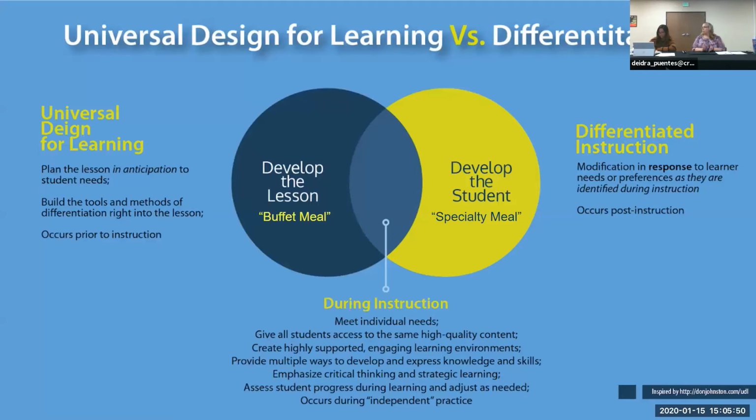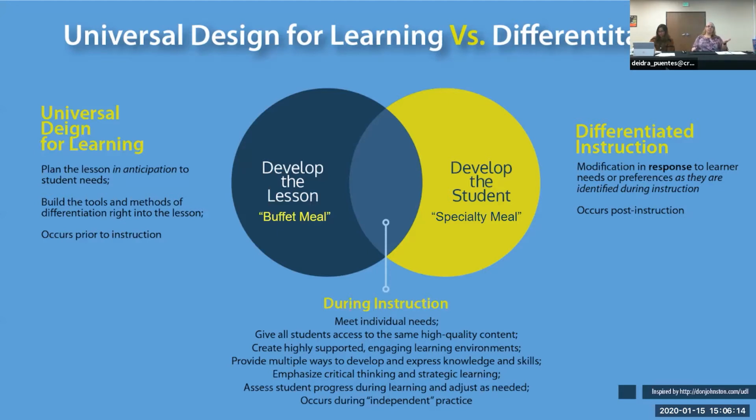So Chris is the one that came up with this presentation, and he was trying to come up with an analogy for the difference between universal design for learning and differentiated instruction. And what he came up with is universal design for learning is like a buffet. You have everything that anyone could need or want already there at the beginning of instruction.